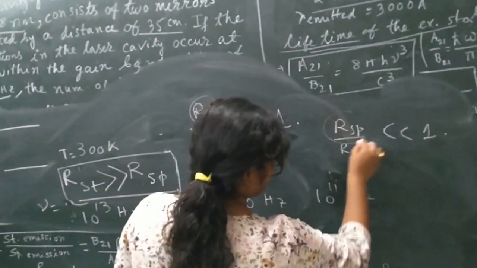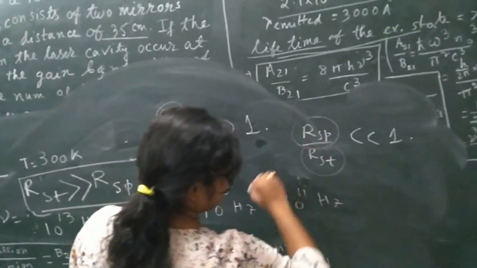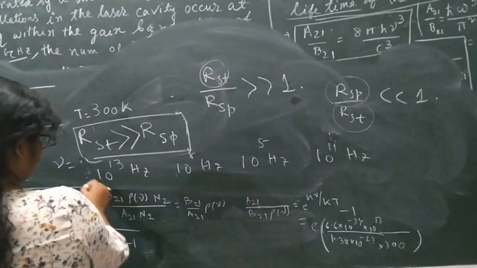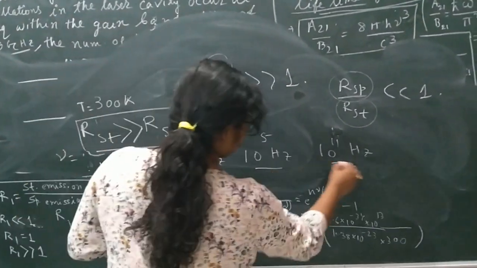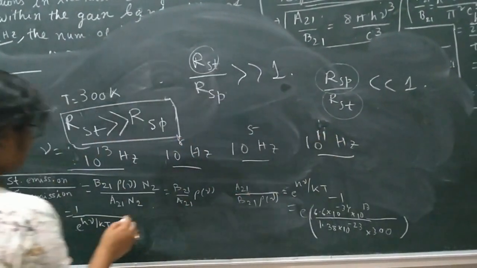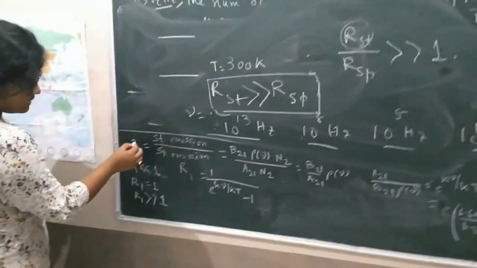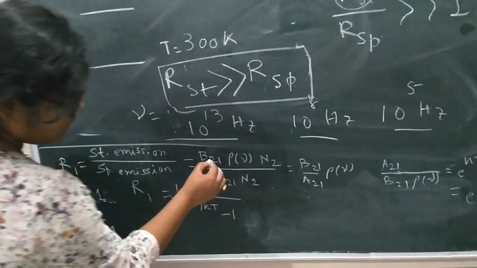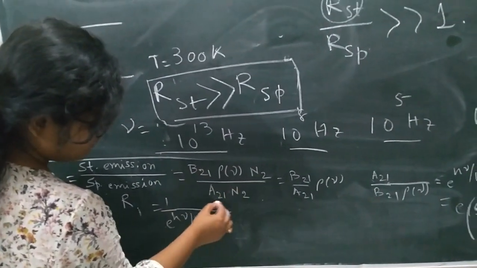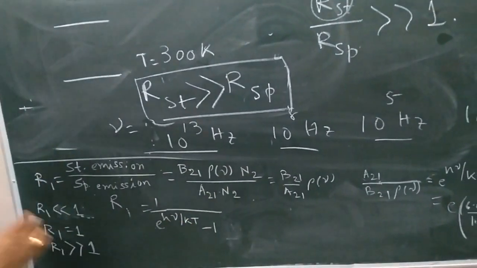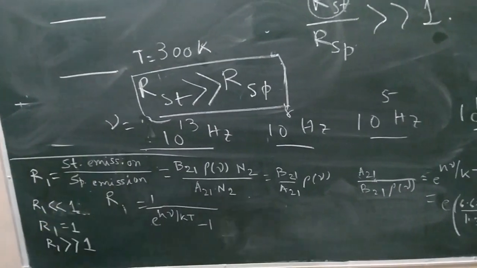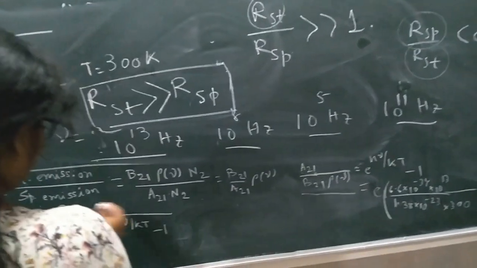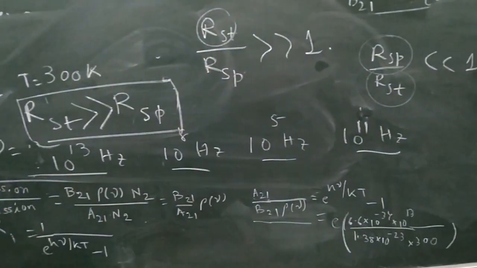So if you find out that the spontaneous rate is less than the stimulated rate for a certain frequency, which may be this or this or this or this, you have to calculate it. So you have the rate equation formula: spontaneous by stimulated equals B21 rho nu N2 by A21 N2. Or you write it the reverse way, that is A21 by B21 rho nu equals spontaneous emission by stimulated emission.